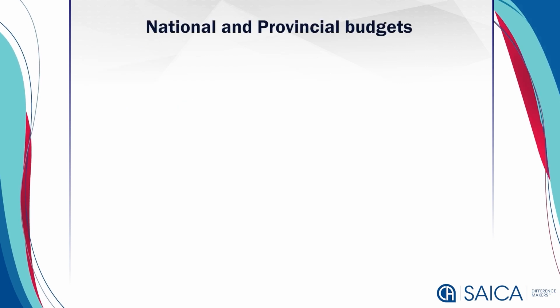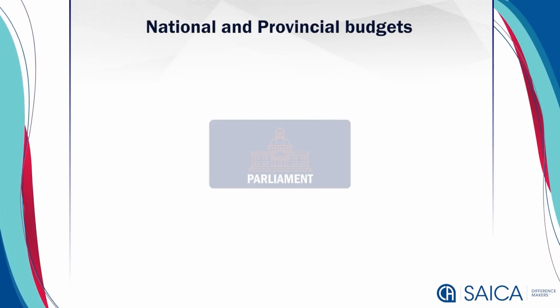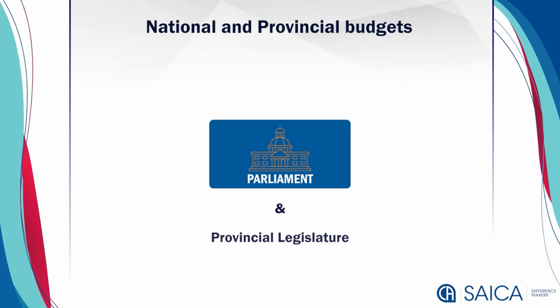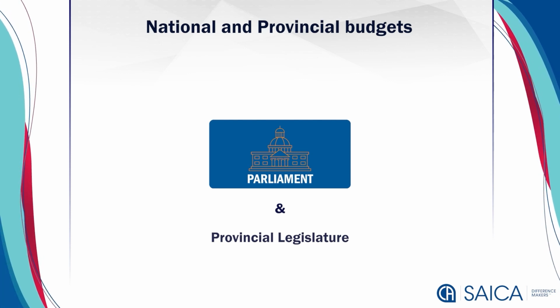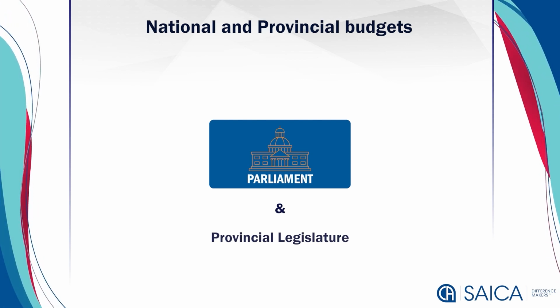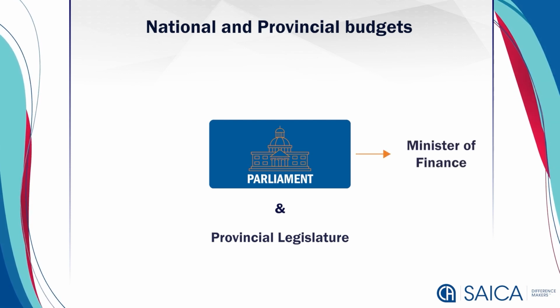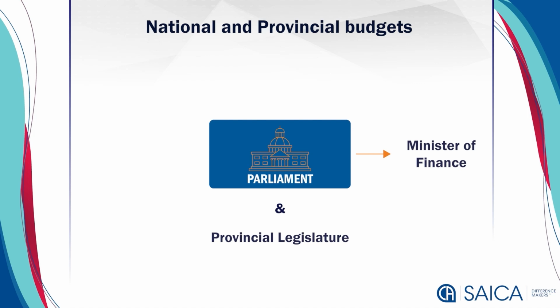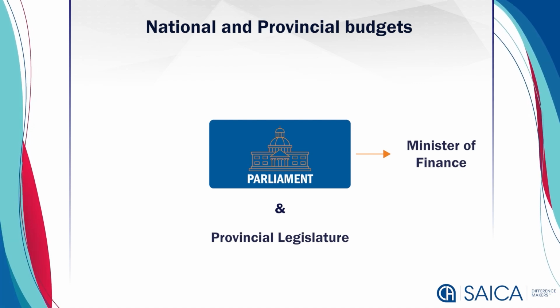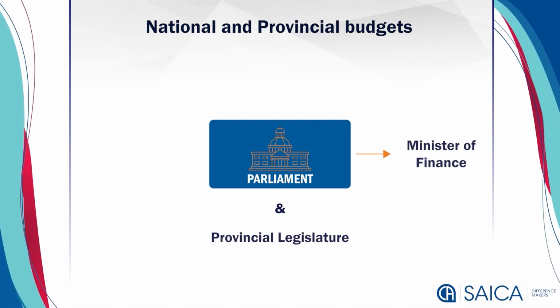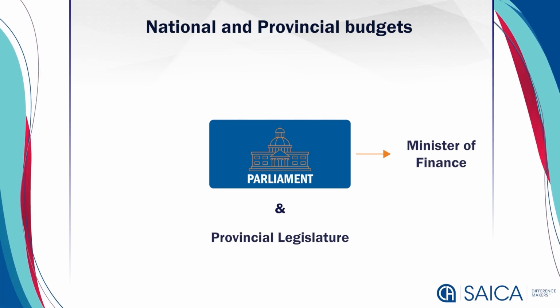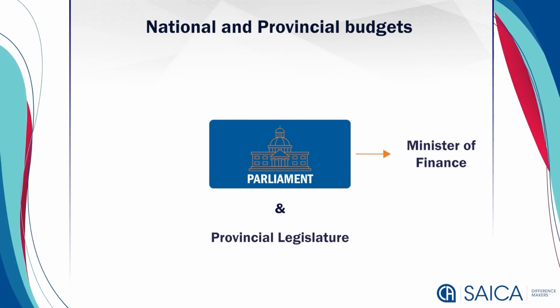National and provincial budgets. Parliament and each provincial legislature must appropriate money for each financial year for the requirements of the state and the province, respectively. The minister must table the annual budget for a financial year in the National Assembly before the start of the financial year, or, in exceptional circumstances, on a date as soon as possible after the start of that financial year, as the minister may determine.